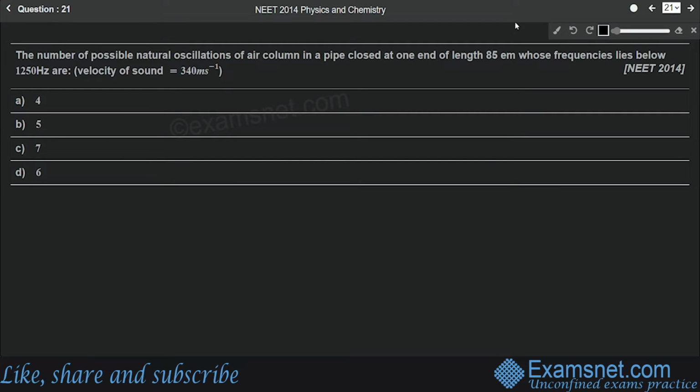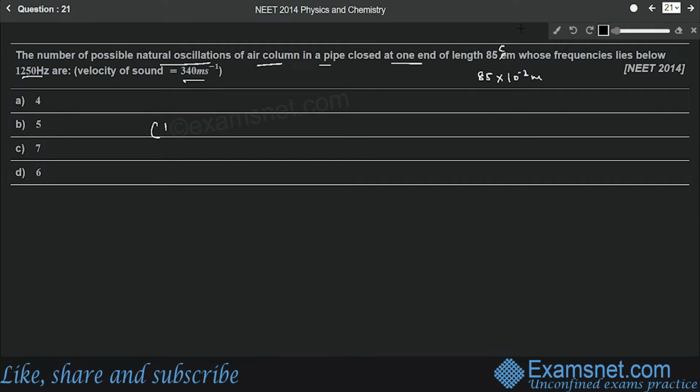Question number 21 is from the chapter Waves, and the question is, the number of possible natural oscillations of air column in a pipe closed at one end of length 85 centimeter whose frequencies lie below 1250 Hz are. Velocity of the sound is 340 meter per second. Okay, so the length of the pipe is given 85 centimeter, that means 85 into 10 to the power minus 2 meter. Okay, and velocity of the sound is given.